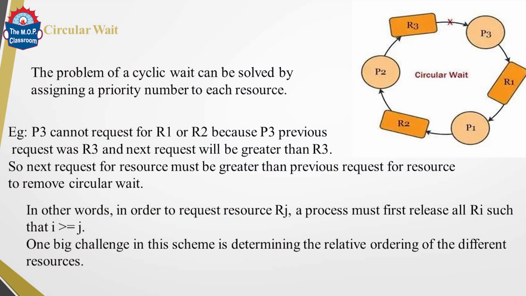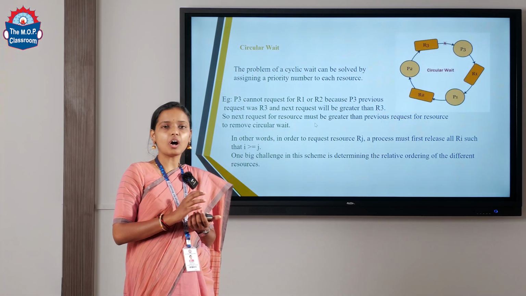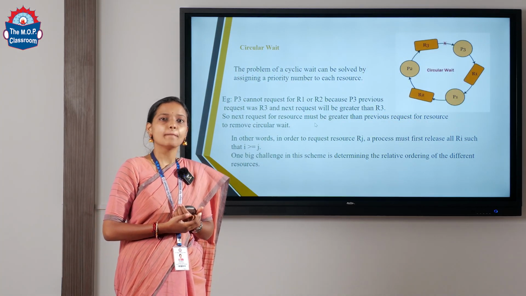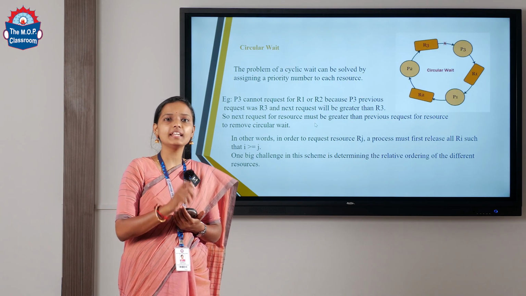So the last prevention mechanism is called circular wait. Under circular wait, we've seen that if the processes and resources are in a loop sequence, then we can say that the system has entered into a deadlock situation. So by just breaking the loop, we can prevent the system from entering into a deadlock state. The problem of a cyclic wait can be solved by assigning a priority number to each resource. We can accomplish this approach by giving a numeric value to each resource.